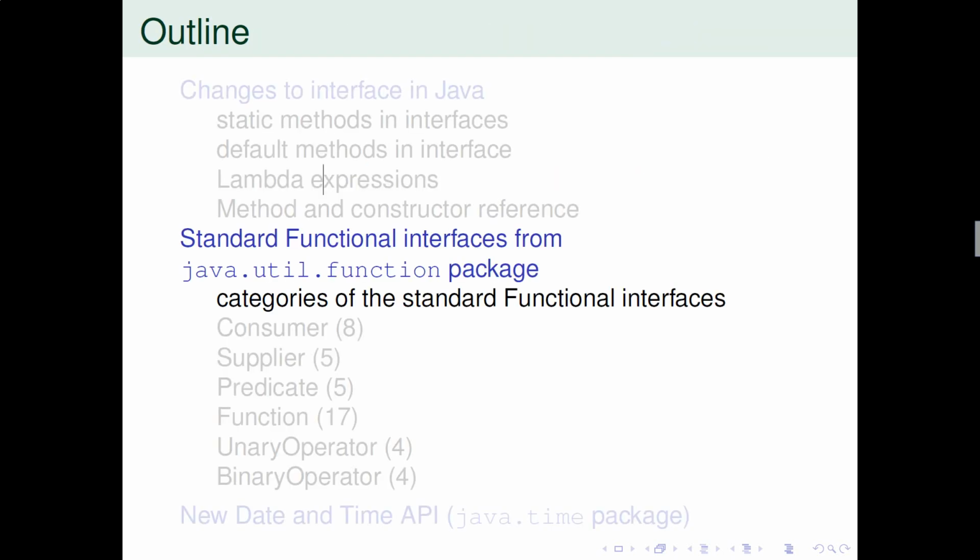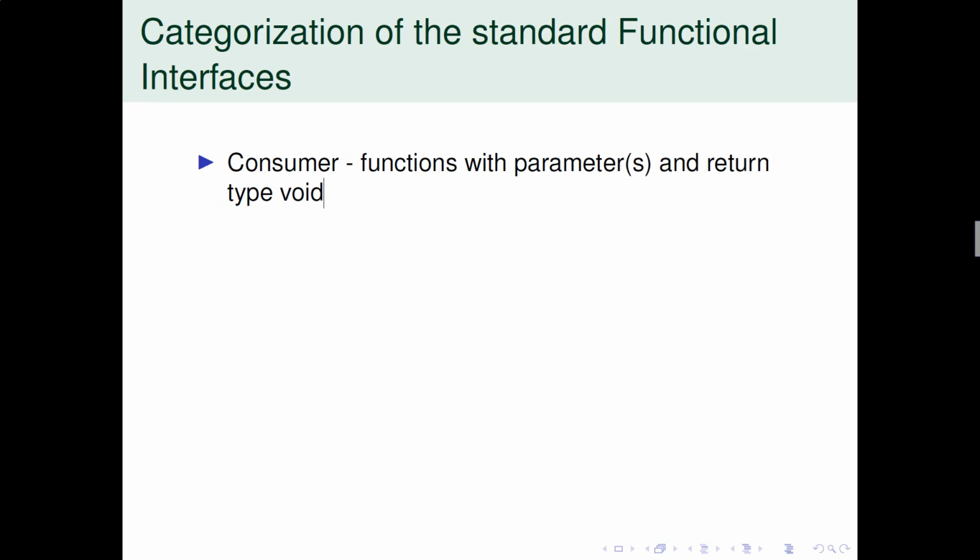So, categories of functional interfaces. I have those 43 functional interfaces which are part of the java.util.function package, and I have categorized them here. This categorization is based on the signature. So the first category we call consumers. Consumers are functions with one or more parameters, and the return type is void. So they don't return a value.